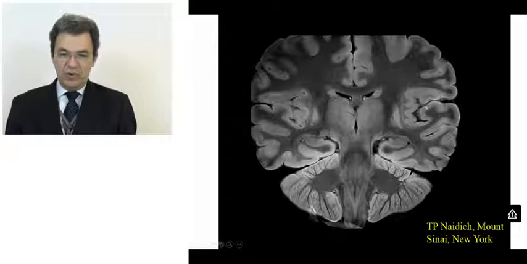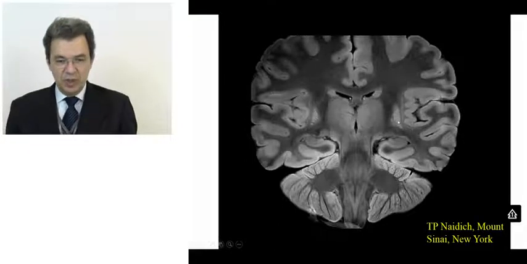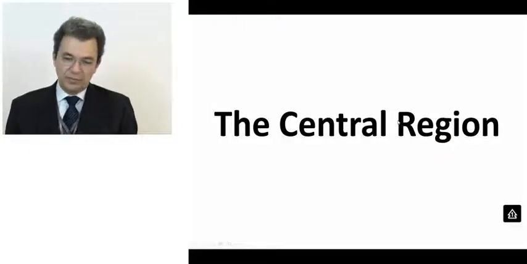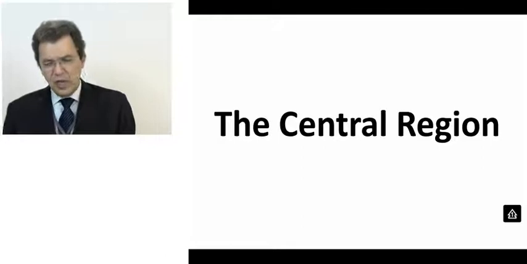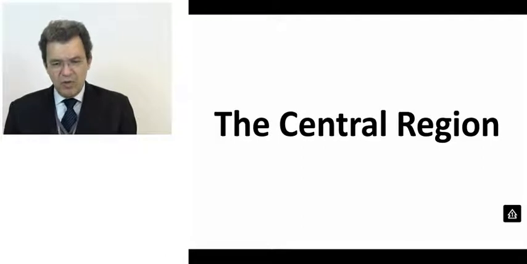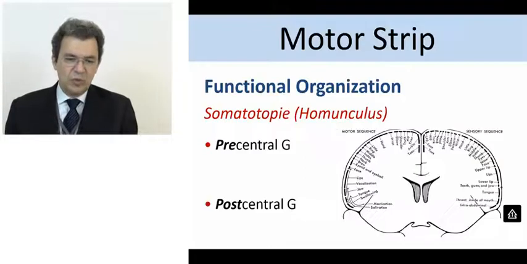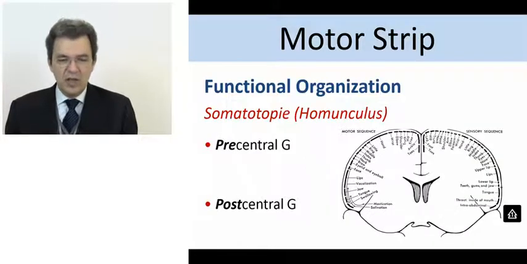And not to forget, you see also Heschl's gyrus, and we'll speak about that in a second. Now, after this overview, let's start with the area that's really important in the clinical setting to identify correctly, the central region. It is important because here you have the functional organization and representation of motor and sensory systems in the form of a homunculus.